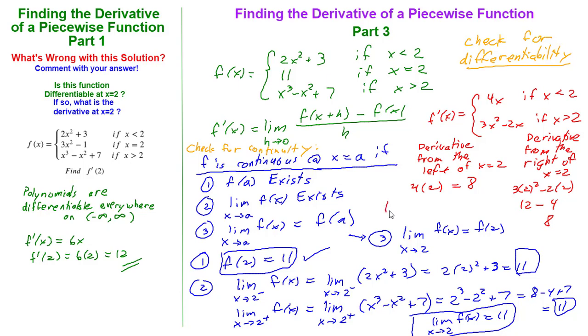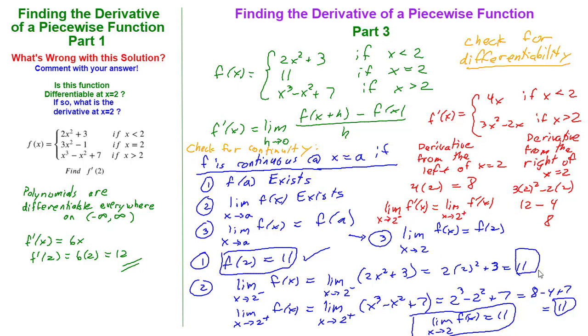Or we could say the limit as x approaches 2 from the left of f prime of x is equal to the limit as x approaches 2 from the right of f prime of x. Or technically we should be using the limit as h approaches 0 from the left side of the definition of derivative, and the limit as h approaches 0 from the right side of the definition of derivative. So they are both going to equal 8. Our function here actually is differentiable. We do get the same value.